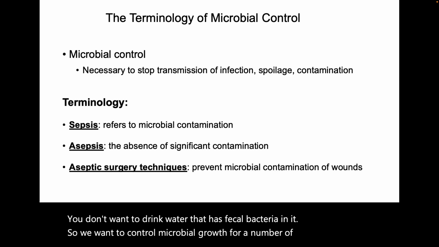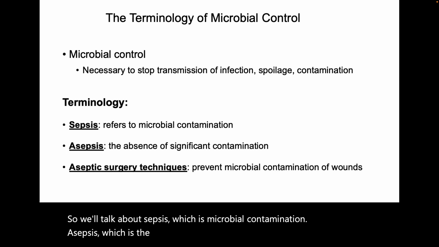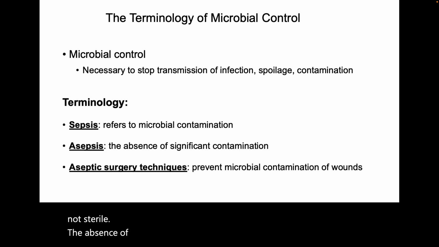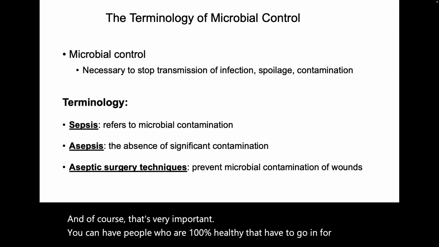So we'll talk about sepsis, which is microbial contamination. Asepsis, which is the absence of significant contamination, but look, it's not sterile. The absence of significant contamination. And aseptic surgery techniques. Prevention of contamination of wounds. And of course, that's very important. You can have people who are 100% healthy that have to go in for surgery and they can get a surgical infection and die.